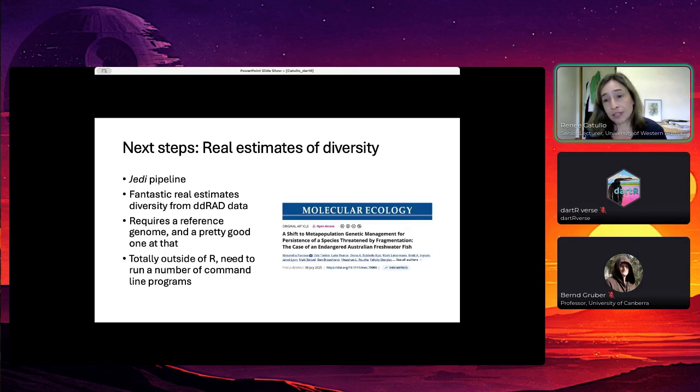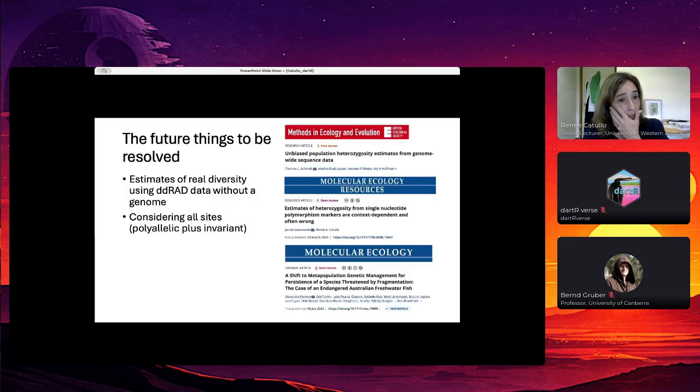But this is totally outside of R, and you'll need to run some command line programs, but it gets you unbiased estimates that don't lose all your polyallelic sites. The future, so this is, I think, where we're mostly at the moment is this building, and I'm kind of proud that most of this work has been done in Australia. Actually, all these papers are Australian.